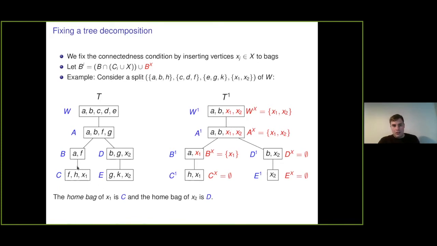To have some terminology, we say that the home bag of this vertex x1 is the bag closest to the root that contains x1. So here it's C, and the home bag of x2 is D, it's here. And what we do is we just insert x1 to each bag in the path from the home bag to the root, and same for x2.